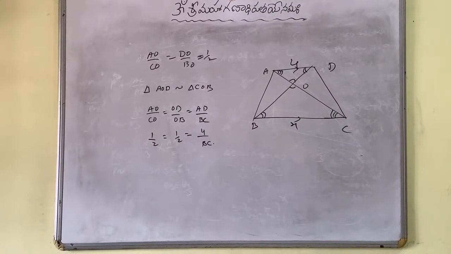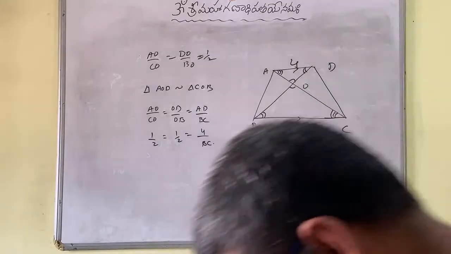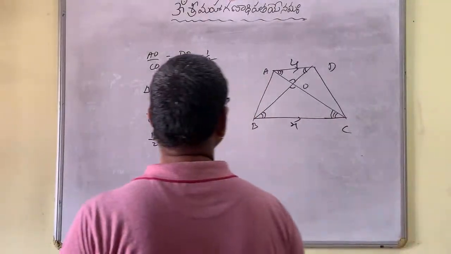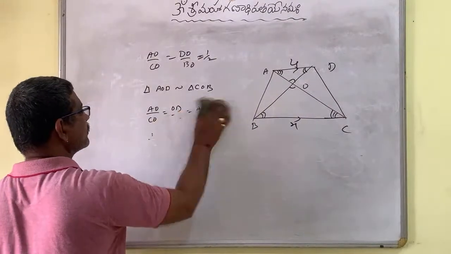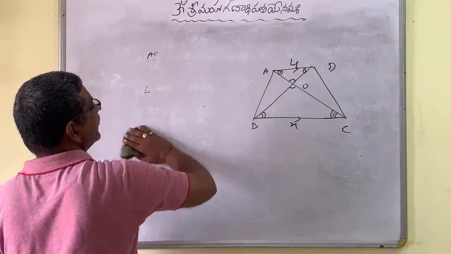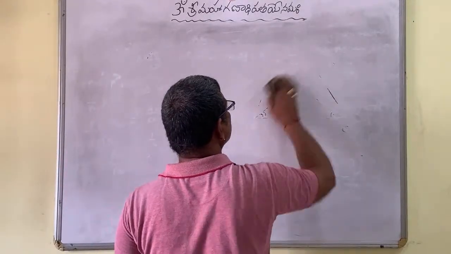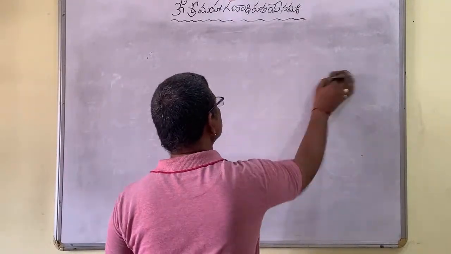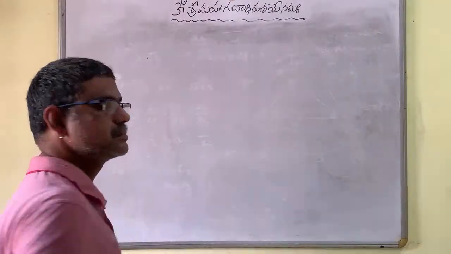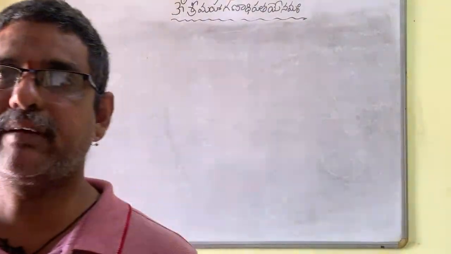We cannot prove it. Okay? In ABD and ACD, BC is not there. BC is not a part of ABD or ACD.